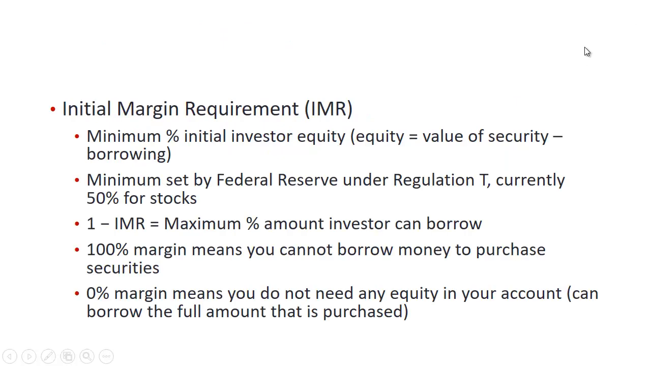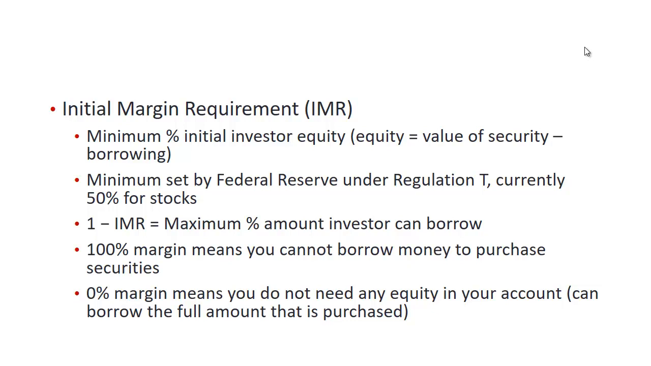In order to understand this, we've got a couple of definitions we need to go through. The initial margin requirement. This is the minimum percentage initial investor equity that the investor has to have. Equity is defined as the value of the security minus the borrowing. The minimum is set by the Federal Reserve under Regulation T, and it's currently 50% for stocks. Now, 1 minus this initial margin requirement is the maximum percentage amount that can be borrowed.